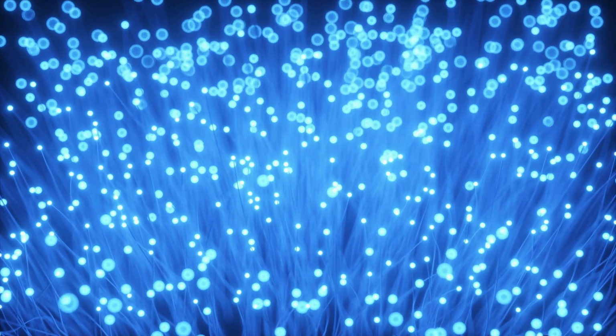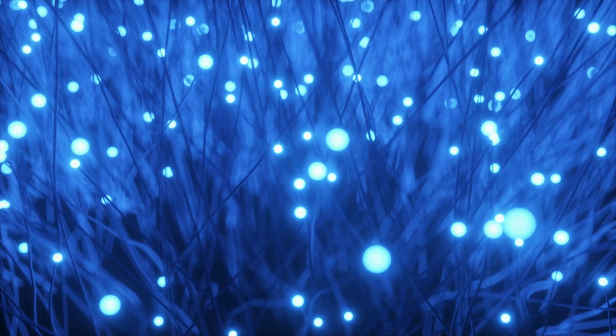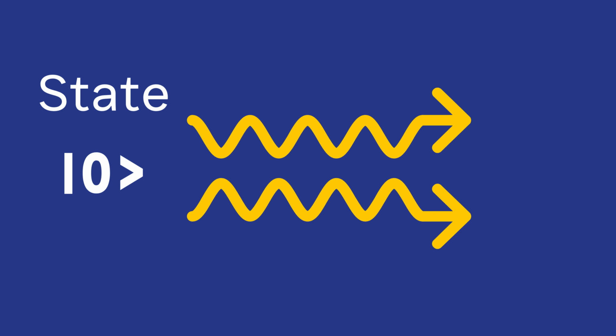Photons are light particles that can be polarized. When we polarize light, we basically change the direction of the wave. So when a photon is in a certain direction, we can treat it as the state 0. Change its direction, and voila, we get the state 1.